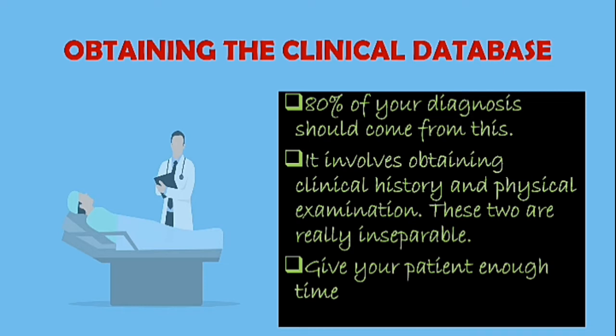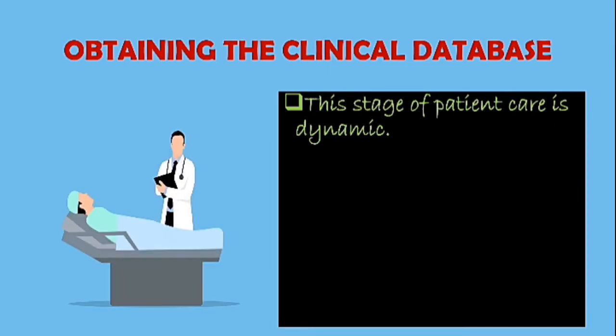It is important to give your patient enough time because, like we said, 80% of your diagnosis will come from this. And also owing to the fact that when you have a good history, you're going to make your investigations as objective as possible and thus making it cost effective. This stage of patient care is very dynamic. This is because medicine is a very dynamic field. There are always new pieces of information, new forms of evidence, new methods, and new techniques of practice.